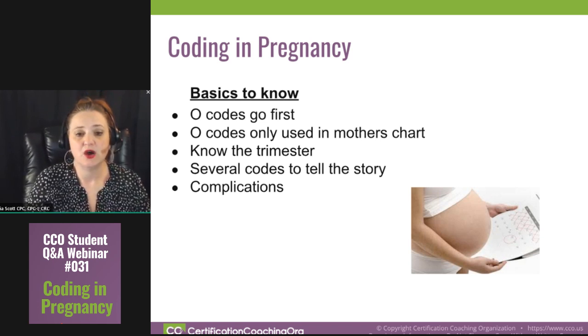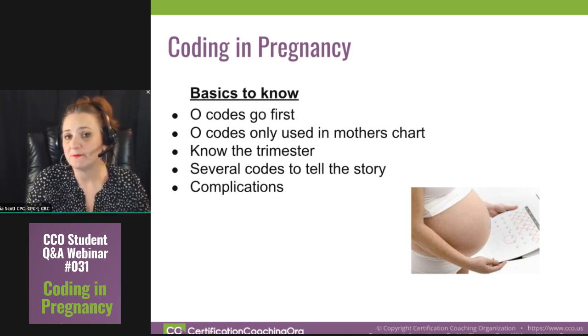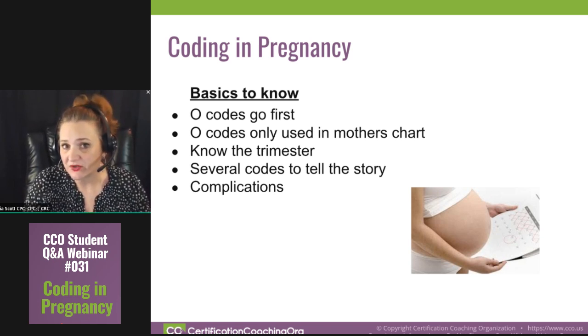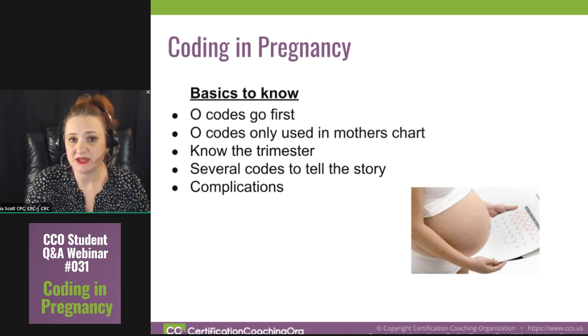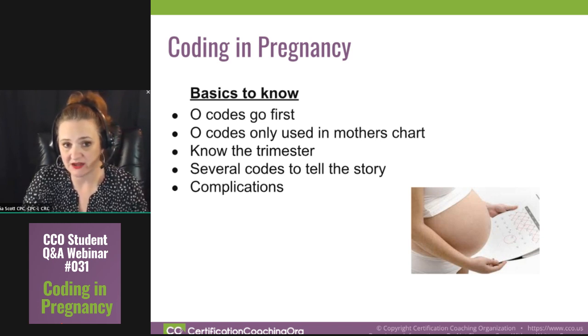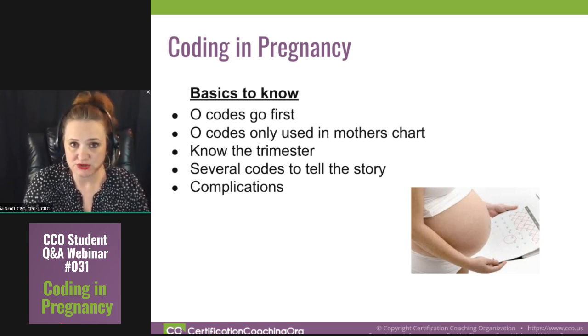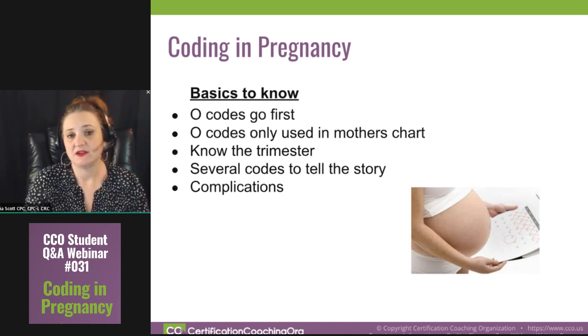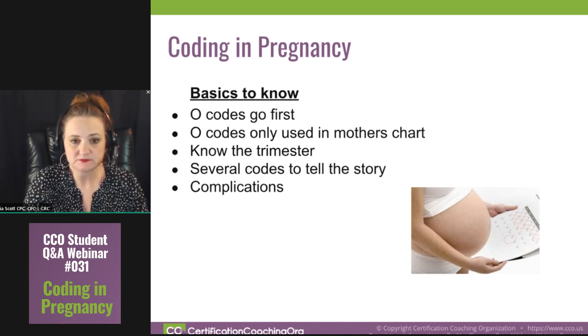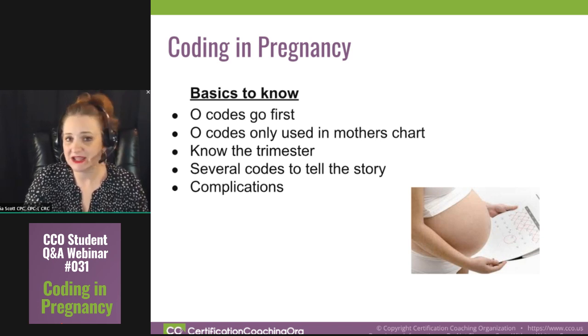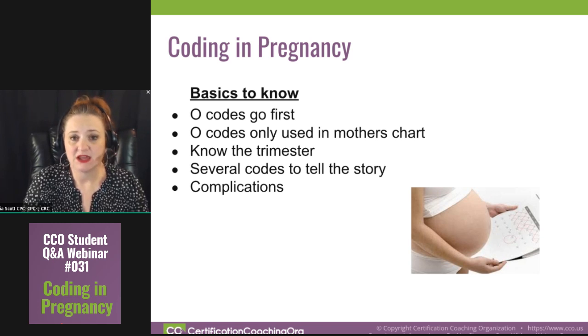And then the O codes only are put in the mother's chart. They're not in the baby's chart. So once the baby's delivered, then the baby gets its own chart, and there'll be P codes. Think of P for pediatrician. That's how I think of it. But the O codes stay in the mother's chart, and then the baby gets a new chart, and there'll be P codes. Whenever you do anything with obstetrics, it's going to have a trimester.